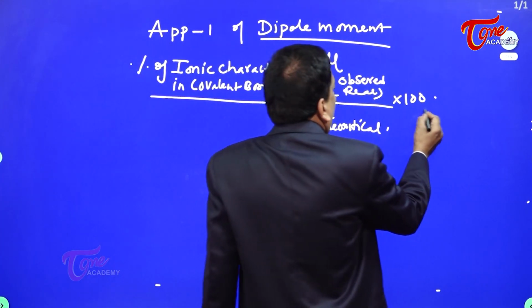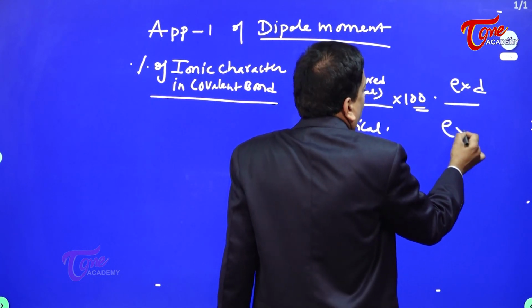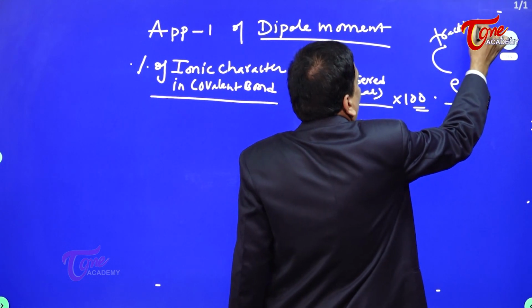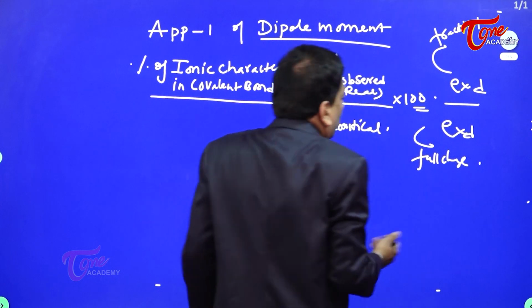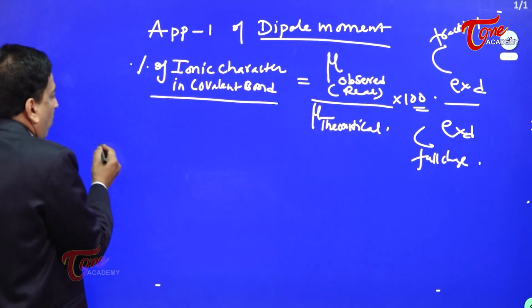I can just extend and write it. This is E into D. This is also E into D, but this E is a fractional charge, and this is a full charge. That is the difference: full charge and fractional charge. And here is a question.